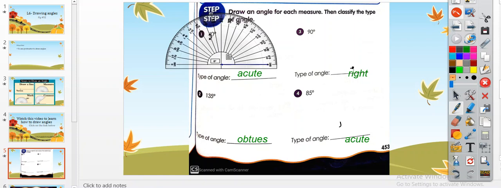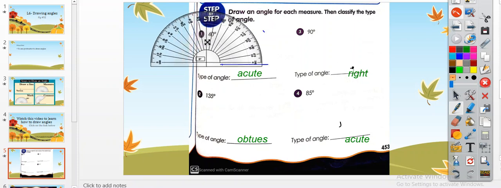The angle that I'm required to draw is 40. So here we go. Count 0, 10, 20, 30, 40. Then put a point here. Just label it. Then remove your protractor.